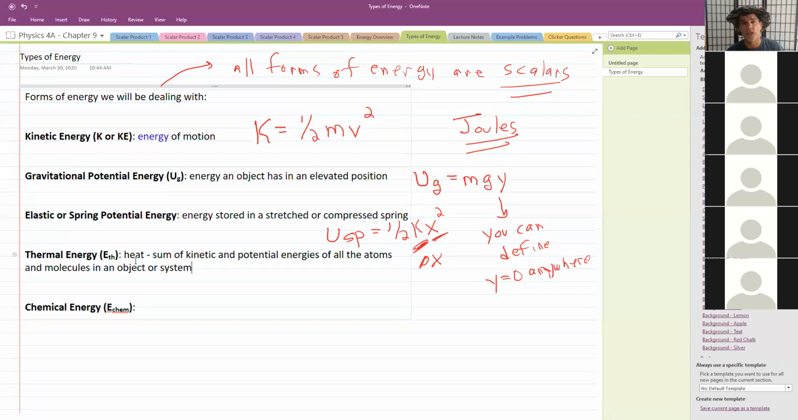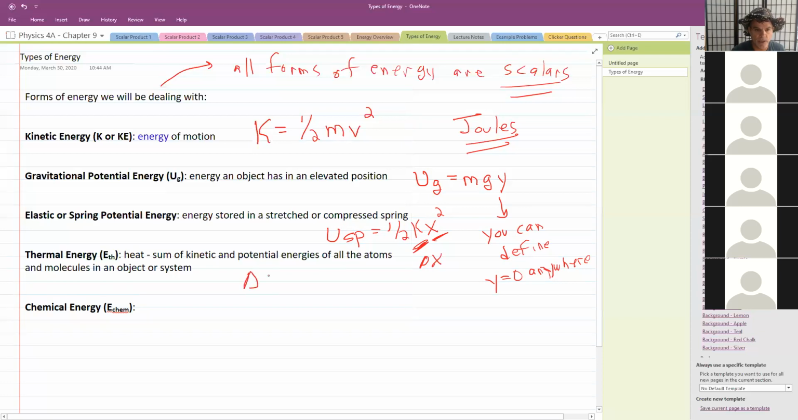So thermal energy. Anytime there's friction present, friction will convert some kinetic energy into thermal energy, and the object will heat up. So we'll get to this, but how much the thermal energy of a system changes is going to be equal to the force of kinetic friction times the displacement over which friction is acting. And again, I'm going to get to that later. These are just previews. And then finally, chemical energy.